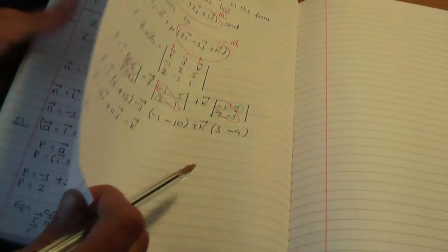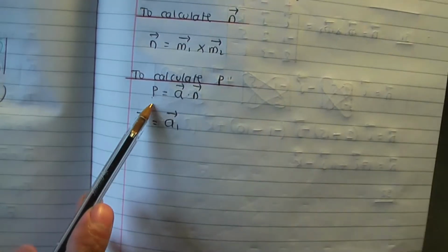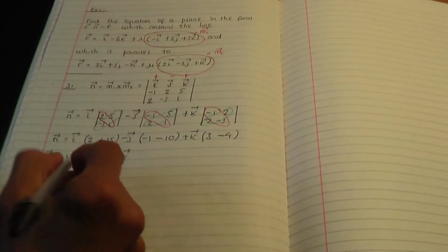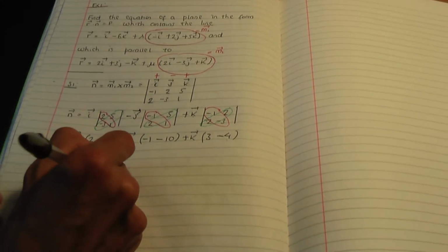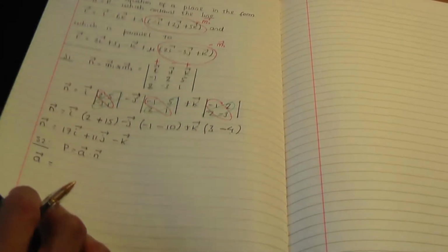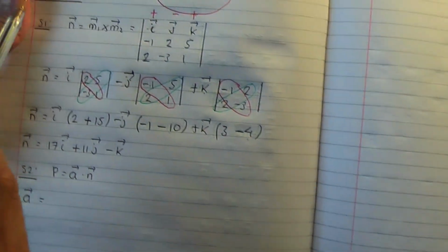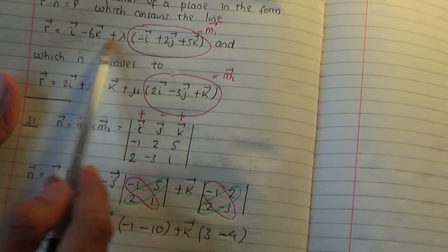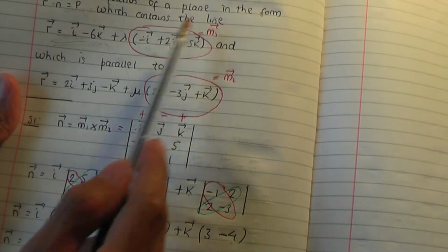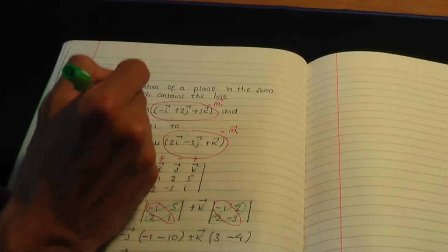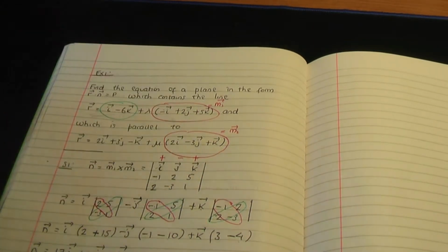And step number 2 is to calculate capital P. So to work out the scalar capital P, it's a dot n. Okay, so capital P is a dot n. So remember, be careful when choosing a. A comes from the vector which is contained on your plane. Okay, so the vector which is contained on the plane is this one, and a, so let me use a green pen, is going to be this vector.